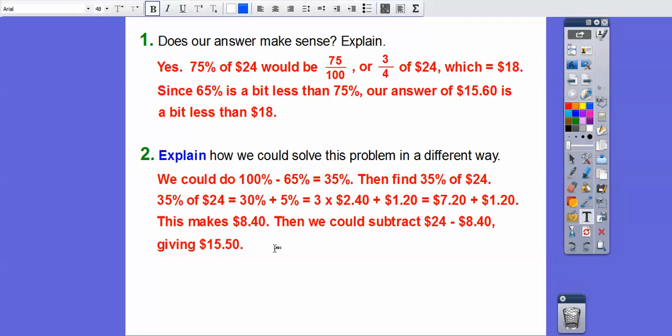That says $15.50. This should be 60 cents. So I make mistakes all the time. Okay. I'm sure your teacher does too. I do it every day.